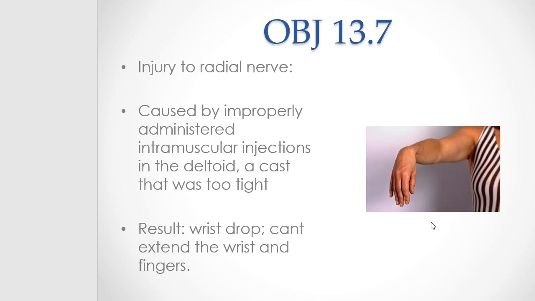The good part about it, though, is because radial nerves are outside of the CNS and they're in the PNS, we can do some nerve regeneration to fix it. Now, if it was a nerve that was damaged in the central nervous system, in the brain or the spinal cord, we wouldn't be able to do anything with it.